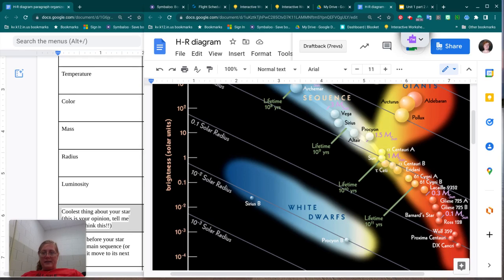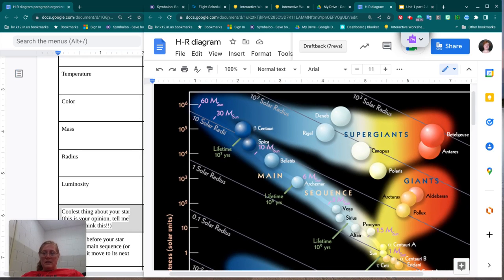What else do I ask? Sometimes I'll ask for something that's 100 times brighter than the Sun. Then we have to know that this would be 100 times brighter than the Sun, and you'd follow that across, and you would see that's not quite 100. You'd come over here, and you would see that it's probably Pollux or whatever.